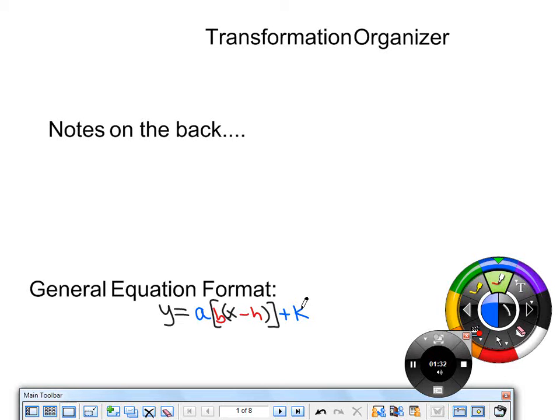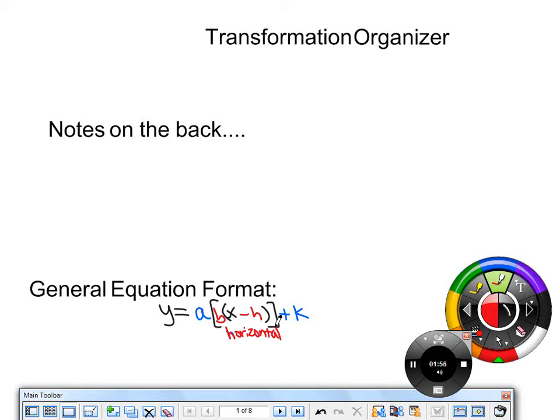All of the stuff that's in there, because it affects X, is going to cause horizontal changes to your graph. Okay? So basically, any numbers that are inside the function with X, anything I wrote up here in red, are going to be horizontal changes. Oops, except for that's blue. Okay?